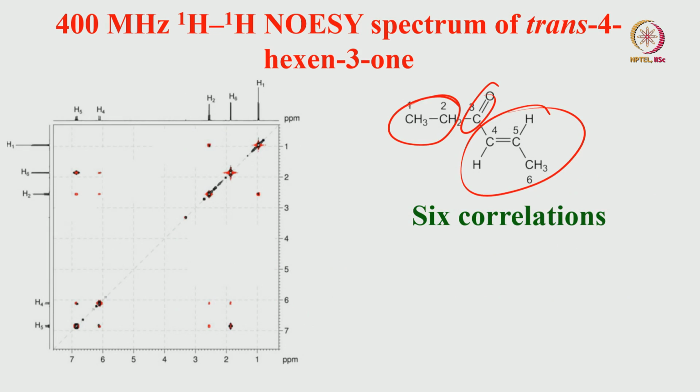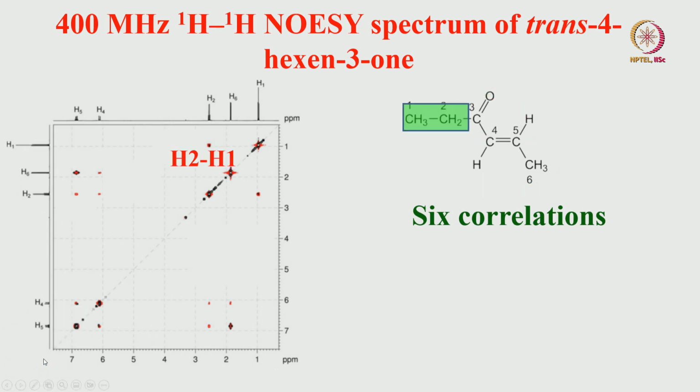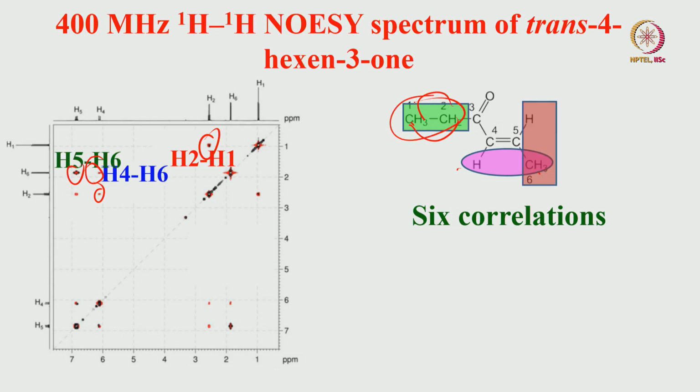We will use the NOESY now further to get the confirmation. Basically what you need to know is whether these are trans or cis to each other. And if you see the NOESY, there are several correlations here. One, CH3 to CH2. H2 H1 correlation is there. And H5 H6 correlation and H4 H6 correlation is there. This is fantastic. These H4 H6 correlations tell me that H4 H6 are on one side of the double bond, whereas CH3, H2 correlating to H1, they are on the other side.